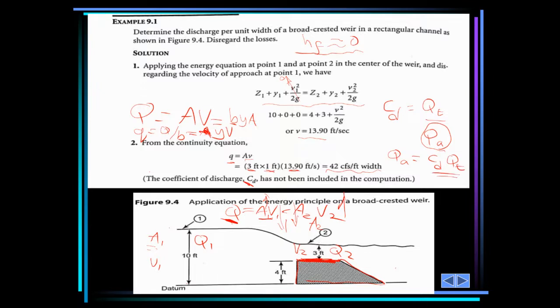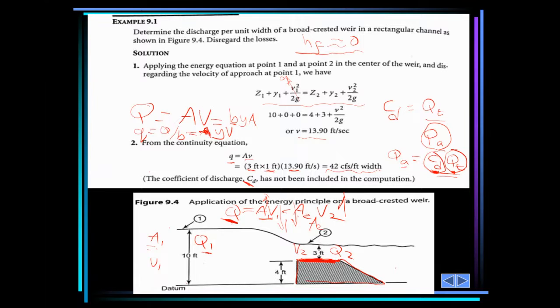How do we find the coefficient of discharge? We go to the lab. We go to the lab and measure the heads at different preset discharges, and then fit them in the equation to find the coefficient of discharge using the theoretical flow rate. Once we find the coefficient of discharge, at any time we want to get the actual flow rate, we only multiply the theoretical flow rate by the coefficient of discharge.